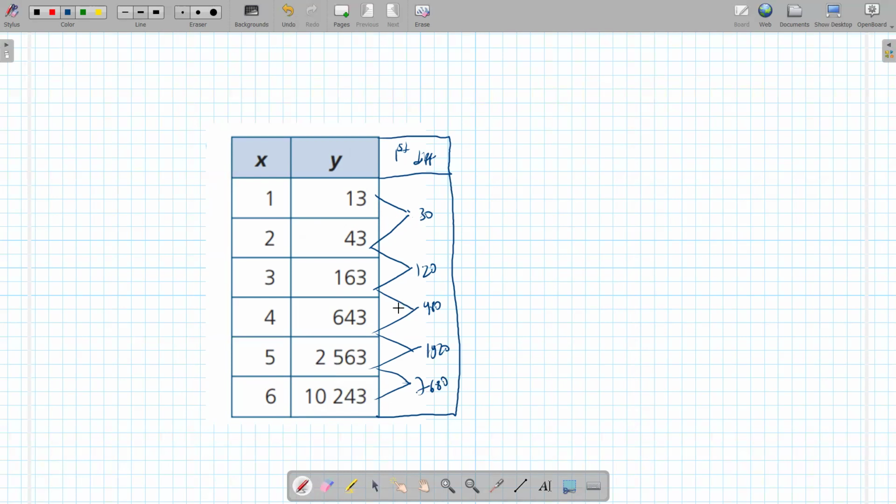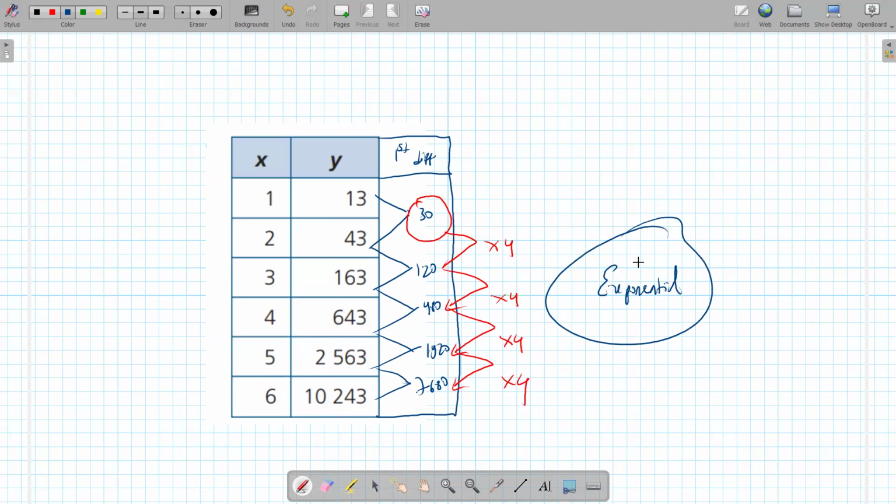So is this a linear? Look at the first differences. No. It's not a quadratic. It's probably not a quadratic. We don't know that though, but it's not a linear for sure. But here's where we can stop because 30 times 4 is 120. 120 times 4 is 480. This times 4 is this. This times 4 is that. Notice how all the first differences are multiples of each other. This represents an exponential function. If the first differences are multiples, that's an exponential.